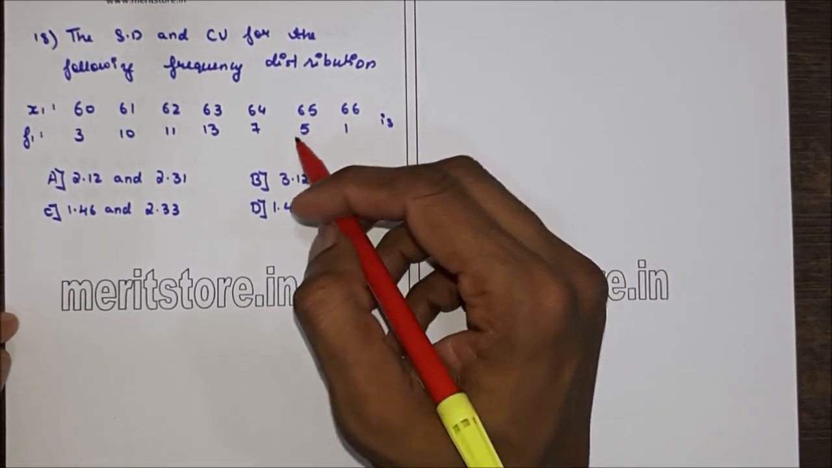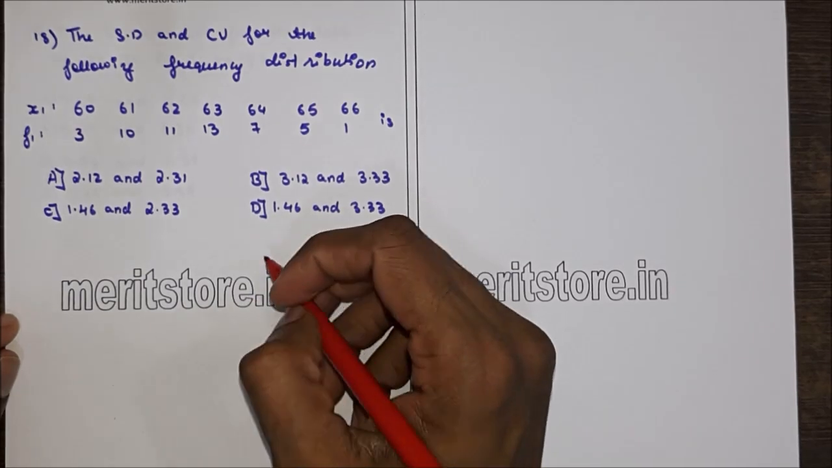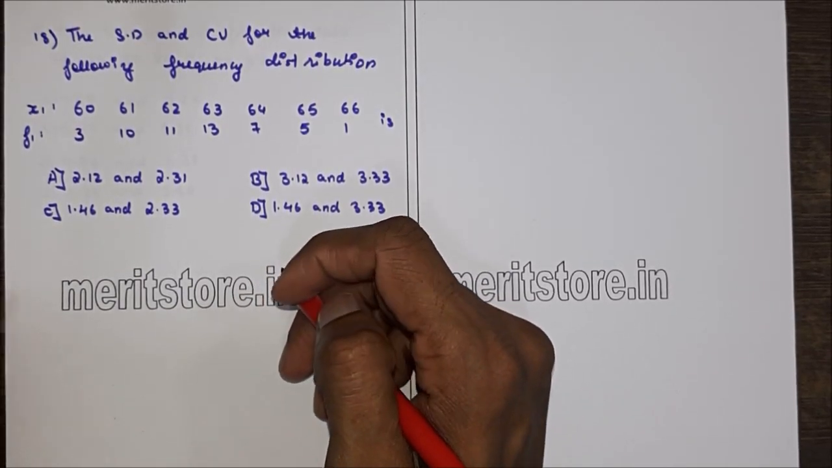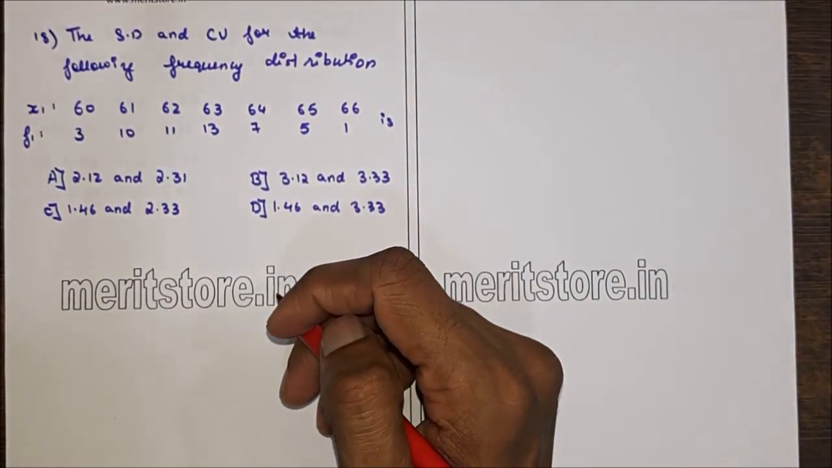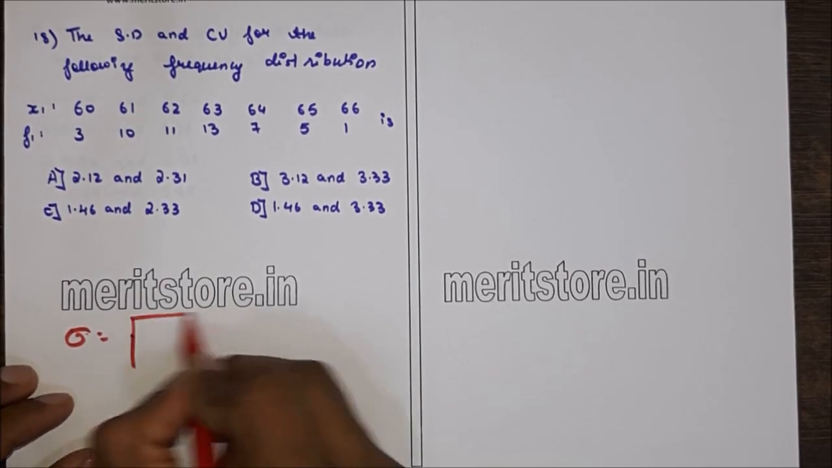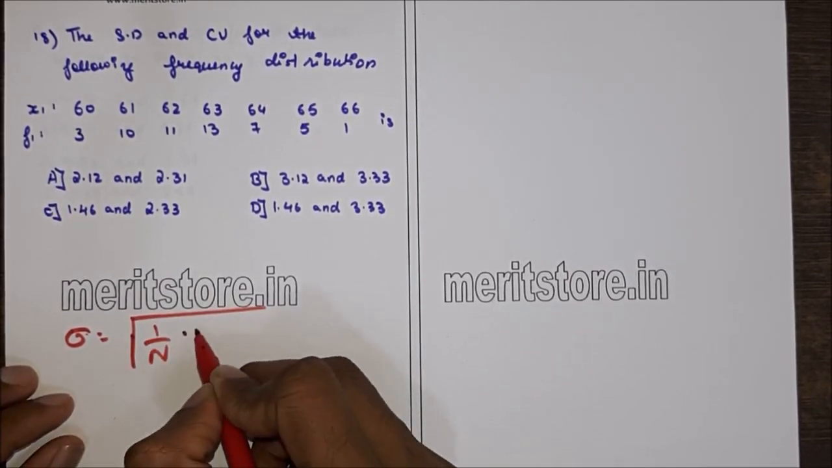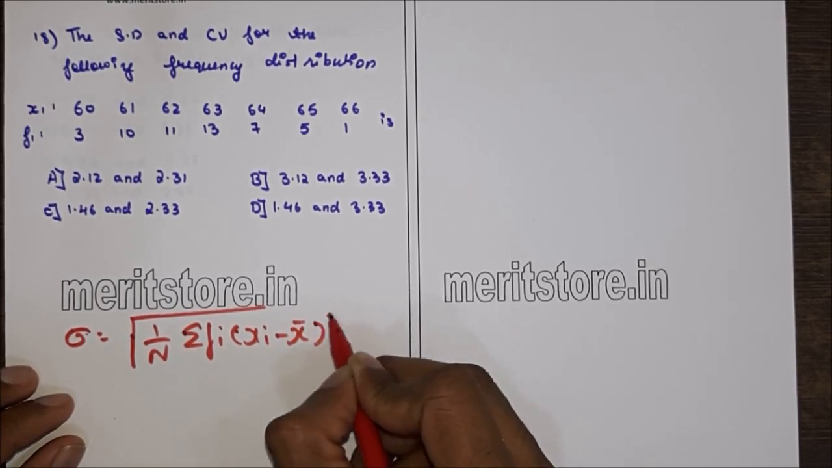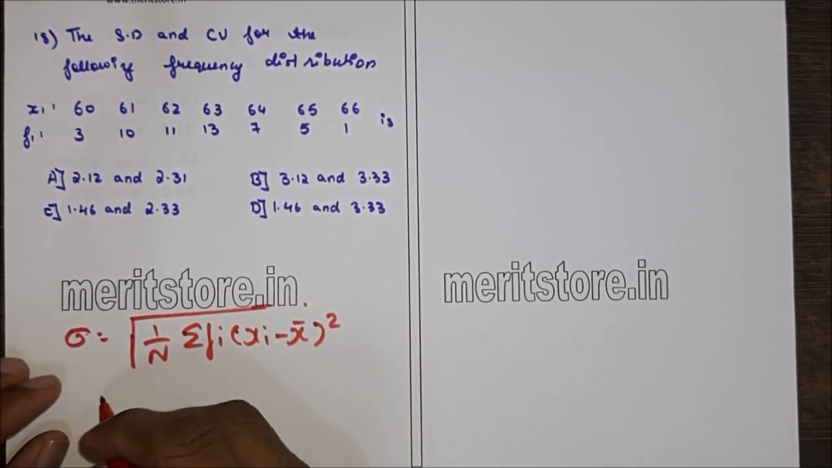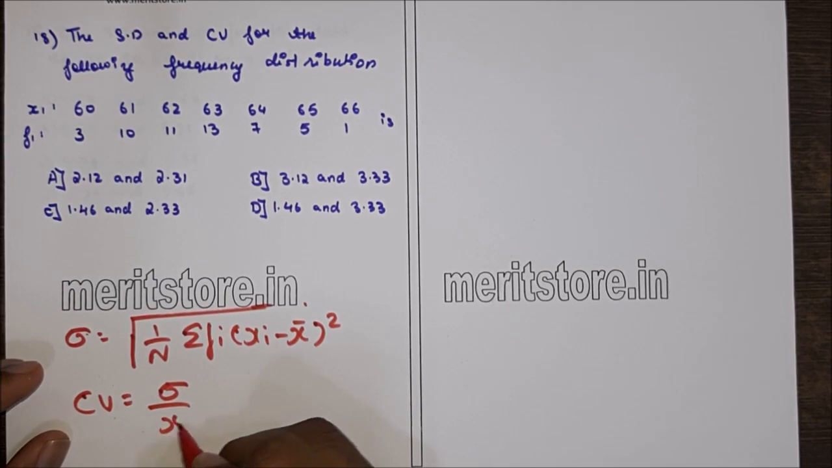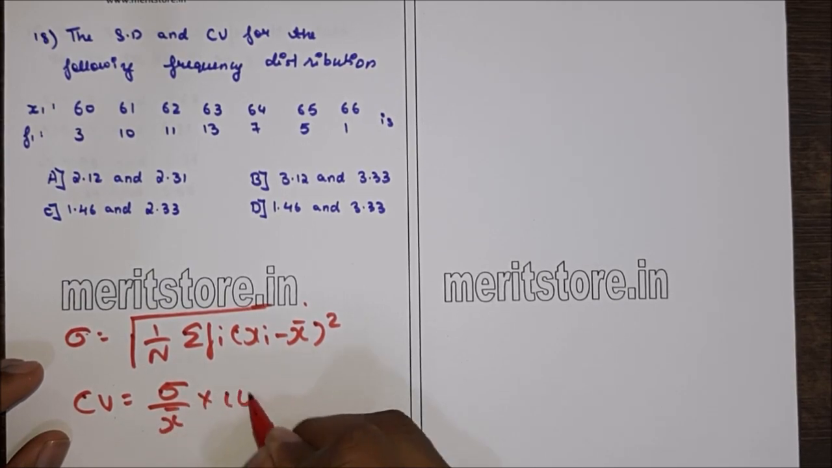xi or fi. We have four options. For standard deviation we have sigma equal to the square root of 1 by n summation of Fi (xi minus x bar) the whole square, and for coefficient of variance we have Cv is equal to sigma upon x bar into 100.